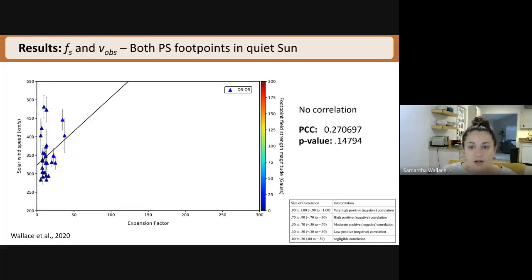However, since the magnetic topology can vary from one side of a pseudostreamer to the other, we decided to separate field lines out by their source region at the photosphere. So here are only those field lines, or only those pseudostreamers that have quiet sun magnetic field on either side of the cusp. And so when we look at just these pseudostreamers, we see that several field lines can have the same expansion factor, yet the solar wind varies over the entire range of speed exhibited in the study. And again, no correlation. And it's not even negative, and the p-value is far too high to have statistical significance.